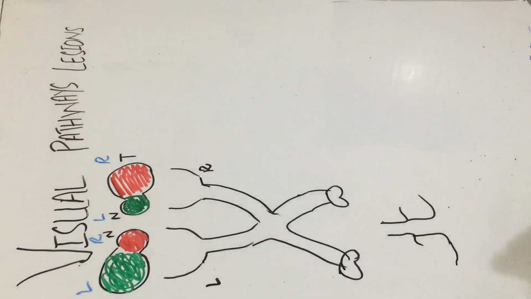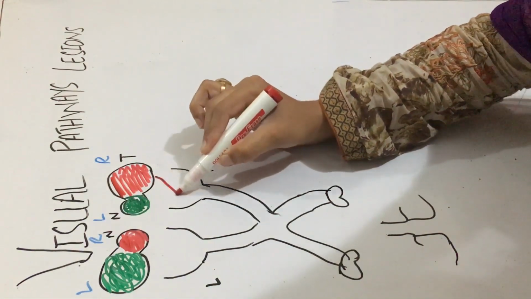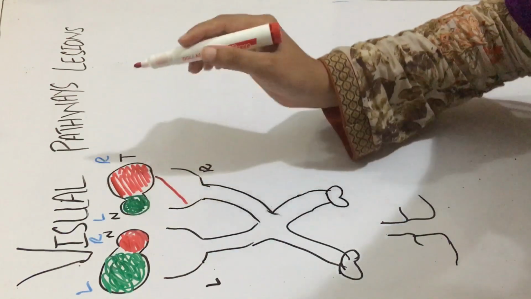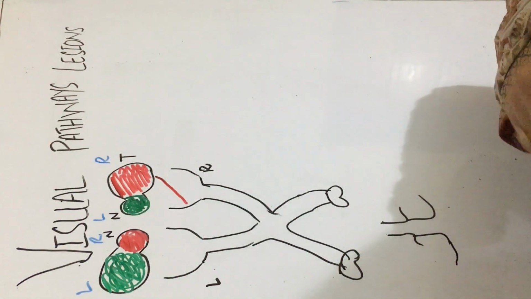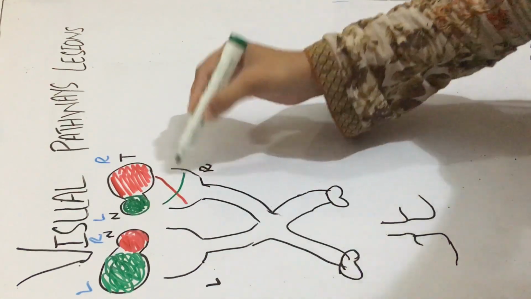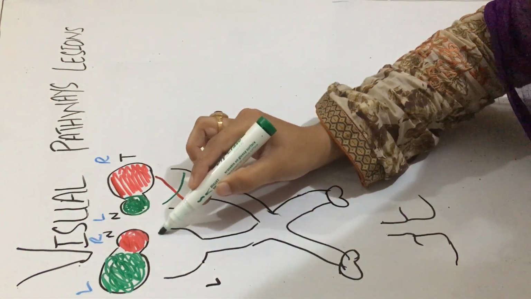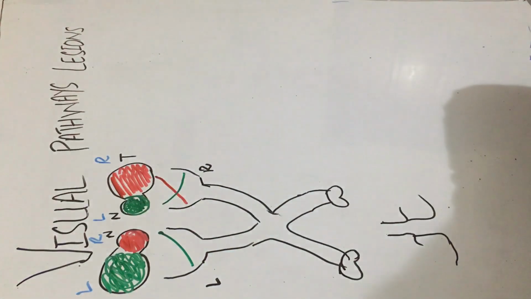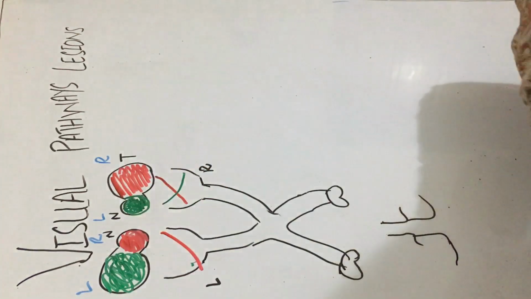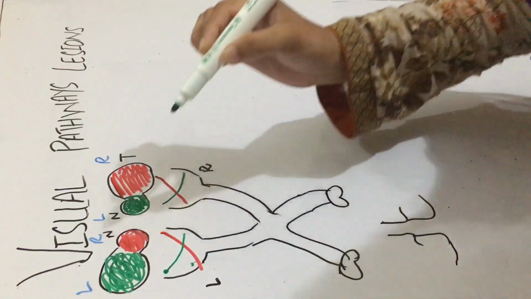Okay, now you know from the previous lecture that the light rays from the temporal half will go to the medial side of the eye, and similarly here also, and the light rays from the nasal side will go to the lateral side of the eye. From the nasal side they will go to the lateral side. And from the temporal side they will go to the medial side of the eye.